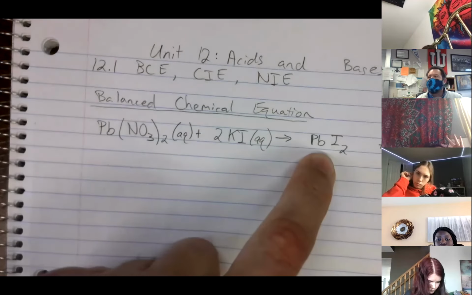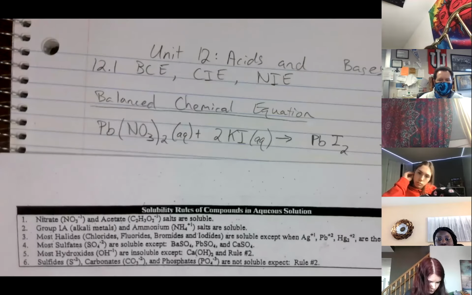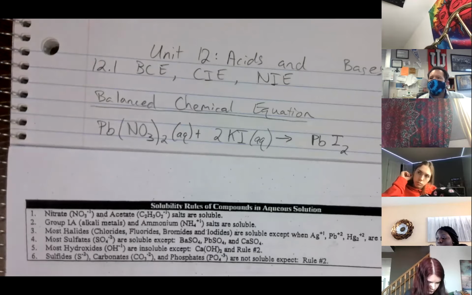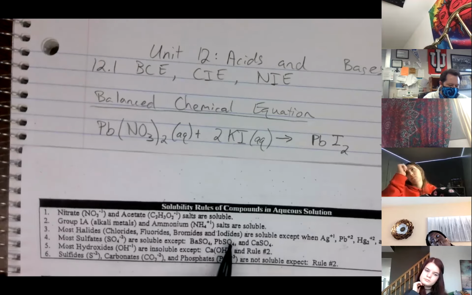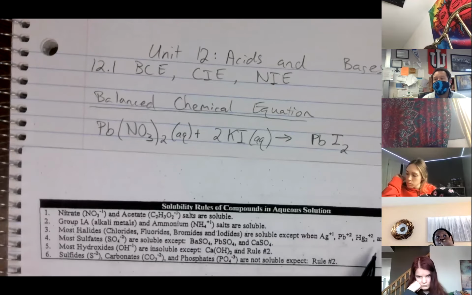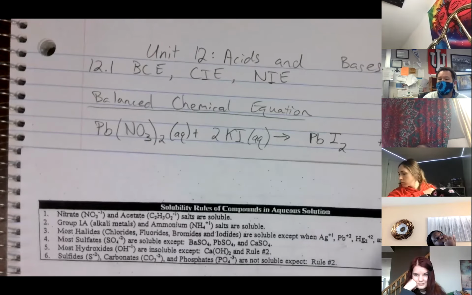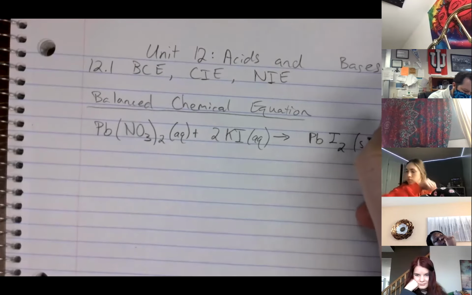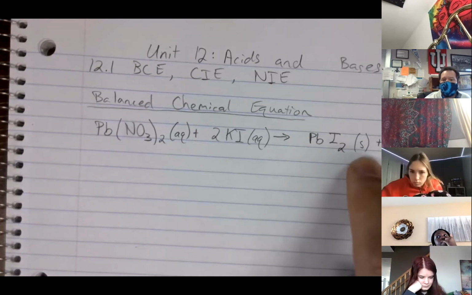All right, how about lead iodide? What rule can we use for lead iodide? Yep, heard someone say 3. Absolutely. Rule 3, there's our iodide. They are soluble, except silver, lead, and mercury. Guess what? Now we're working with lead. So if it's not soluble, that means it's solid. Again, soluble means it dissolves in water. Not soluble, insoluble, means it'll remain a solid.